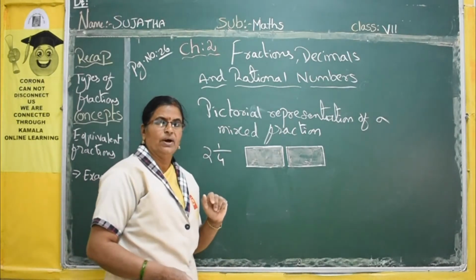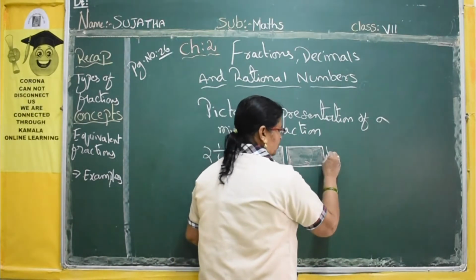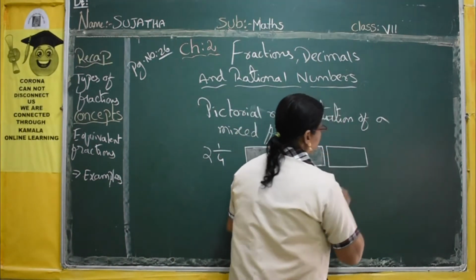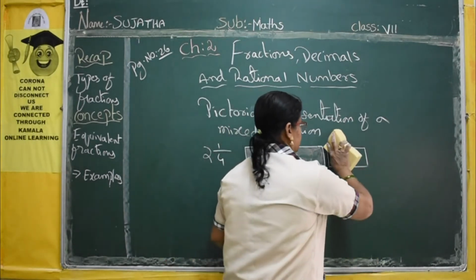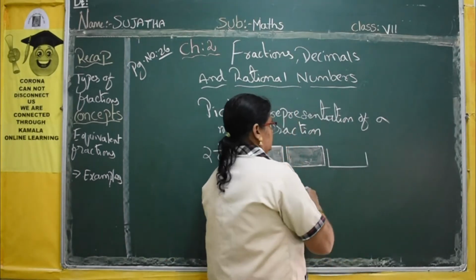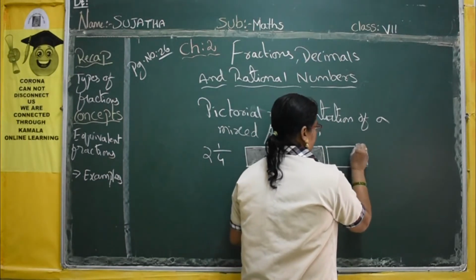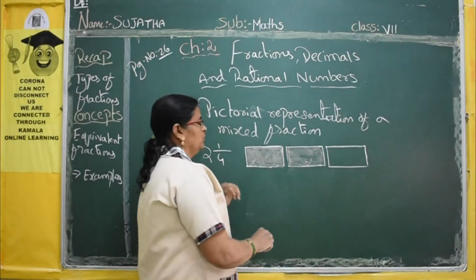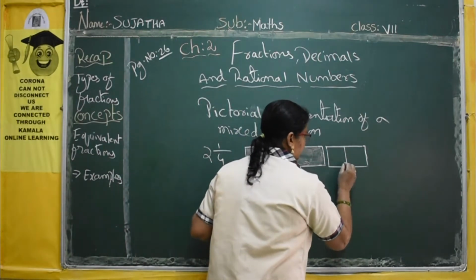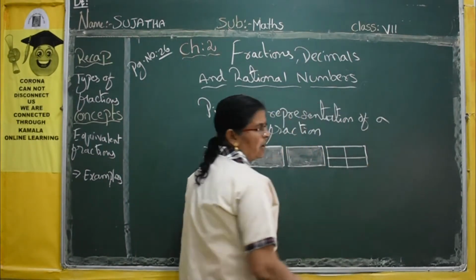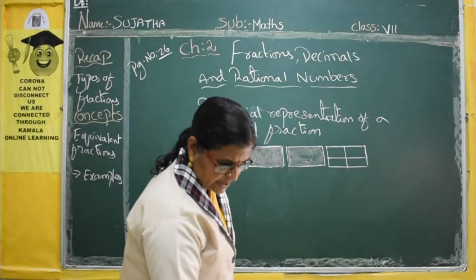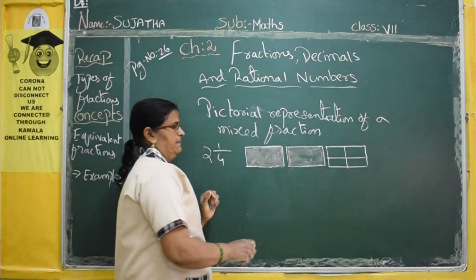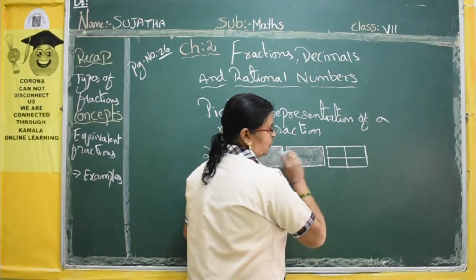Now 1 by 4. 1 by 4 means again I have to take one more rectangle box, and here I am not shading the full box. Which part will I shade? A fourth part means first I will divide the given rectangle box into 4 parts. In that, only the fourth part I will shade. 1, 2, 3, 4.